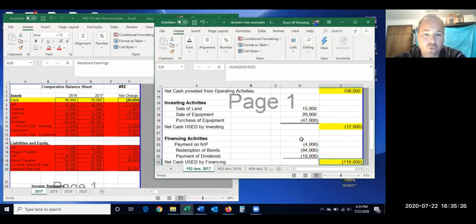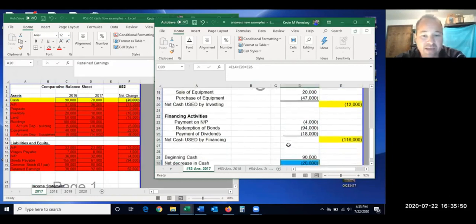So we have our total financing. We're going to add them all up. So when we add all these up, it's a negative 116. So we can see that I actually have spent more than the 108 that I brought in. So my cash should have gone down. And if I look over here, it did go down.